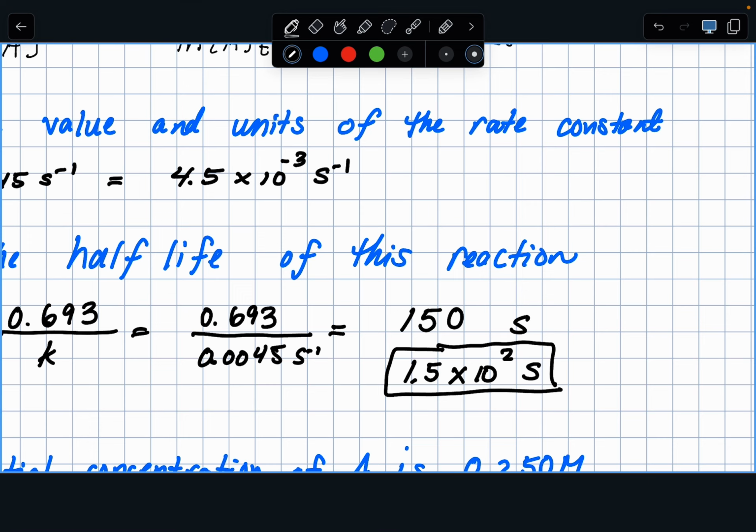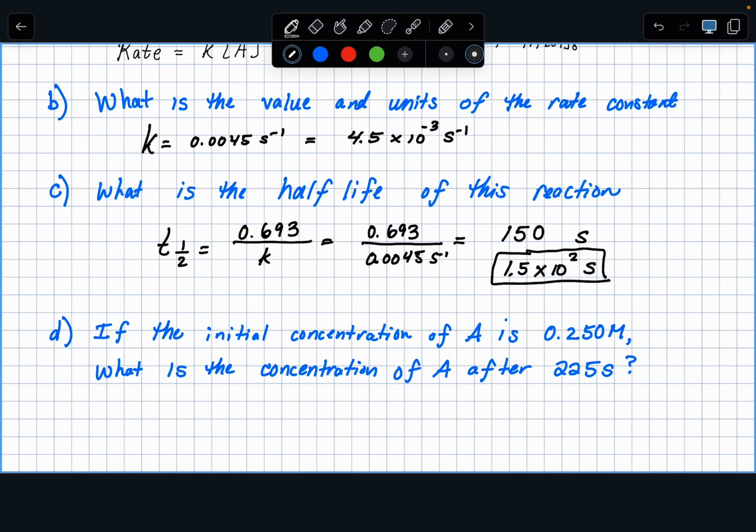So that one's not bad if you know the half-life equation. The other thing you could do is something similar to what I'm doing here, except for put in 50% of the concentration, meaning you start out with like 1 molar and then it goes to 0.5. But this one, they actually want us to solve for what's going to be the concentration after 225 seconds. So this experiment is running.